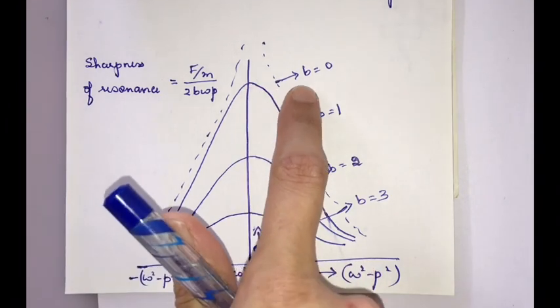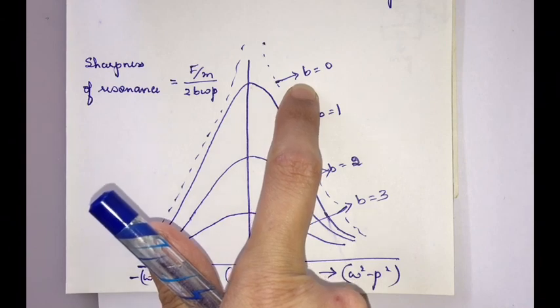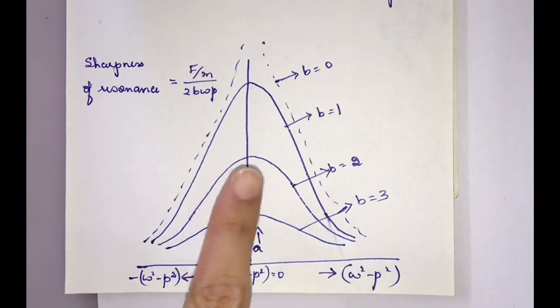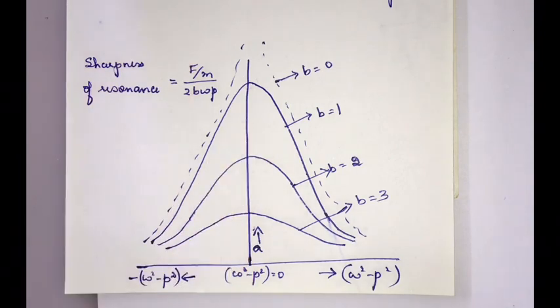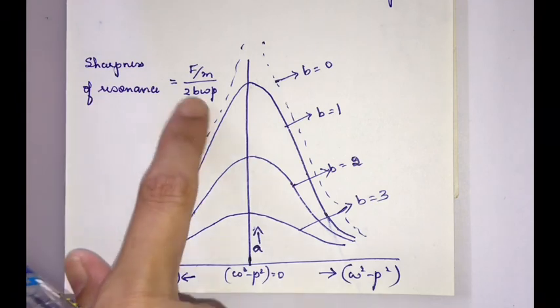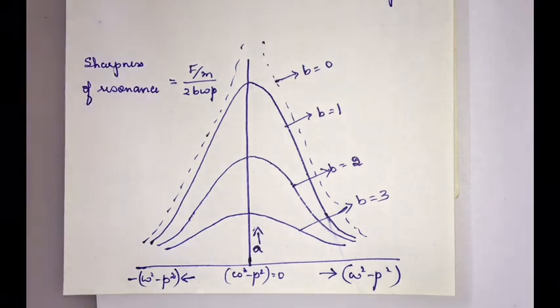And b equal to 0 is not possible in practice. So that's why we have put it in the dotted form. That is the ideal case, where the curve will meet at infinity, if b becomes equal to 0. So that is what you see, the effect of damping on the resonance.